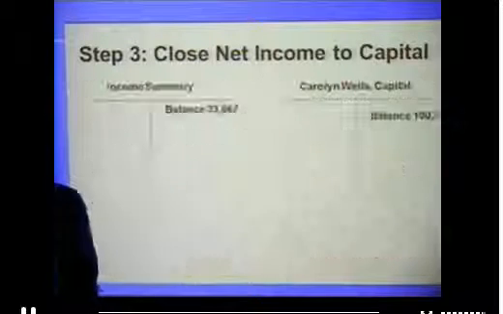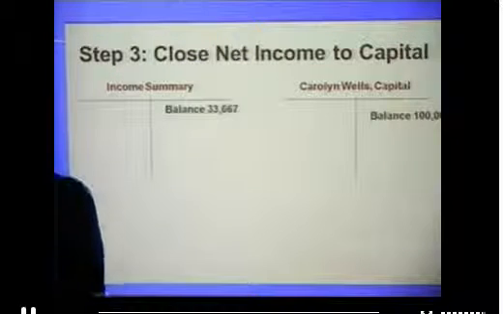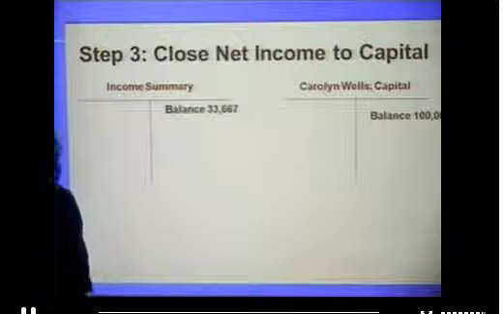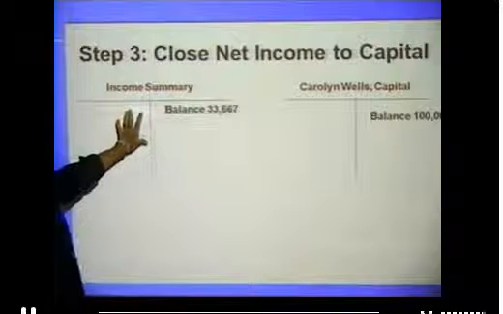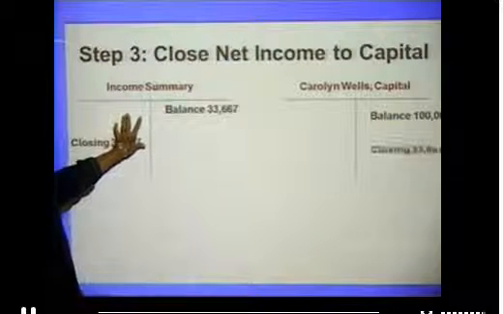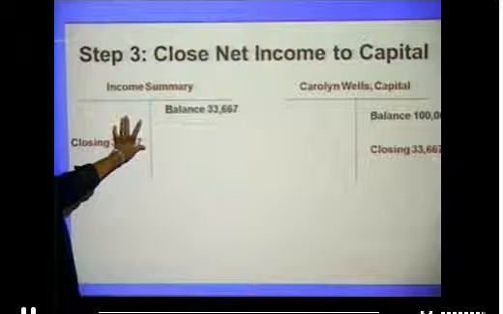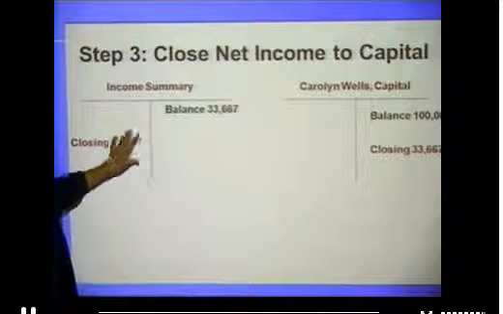Okay, so here we go. Closed net income to the capital account. Income summary. We've got a credit balance, so to close it, we have to debit it, right? Debit it.